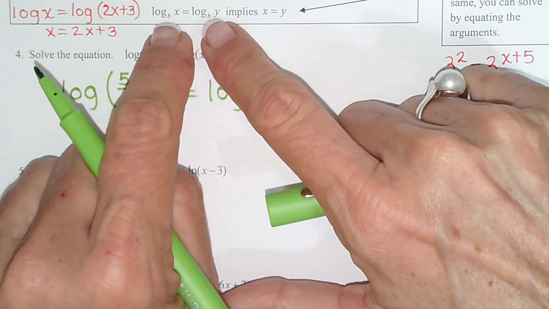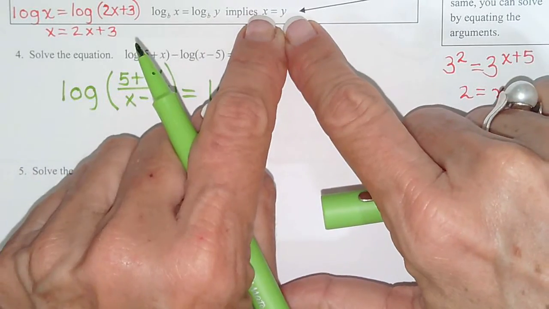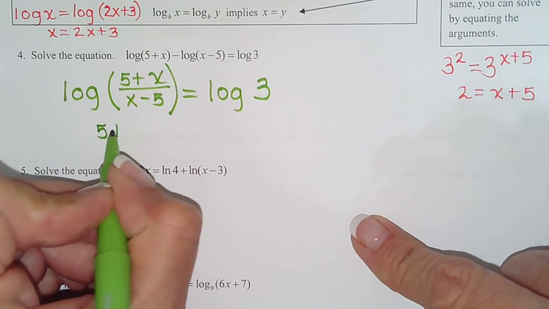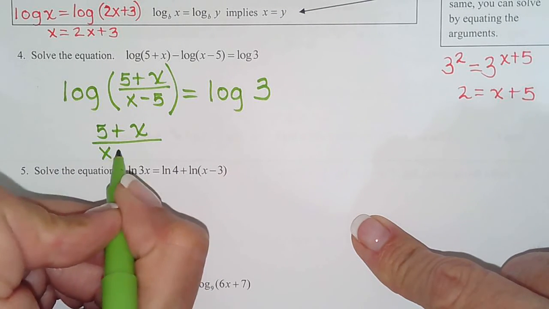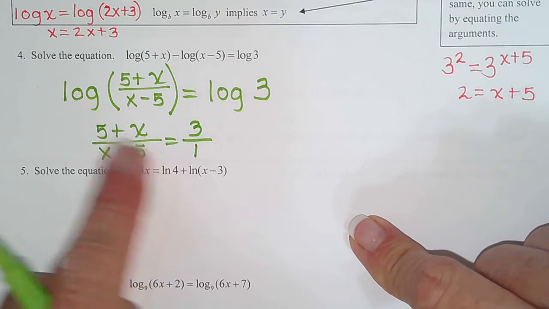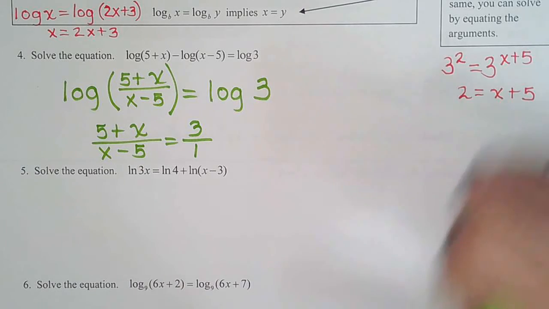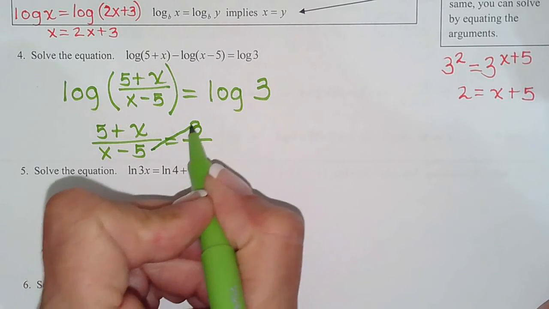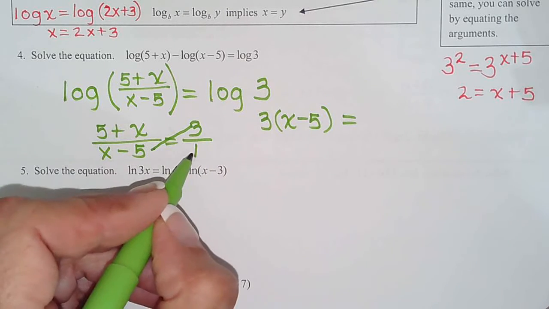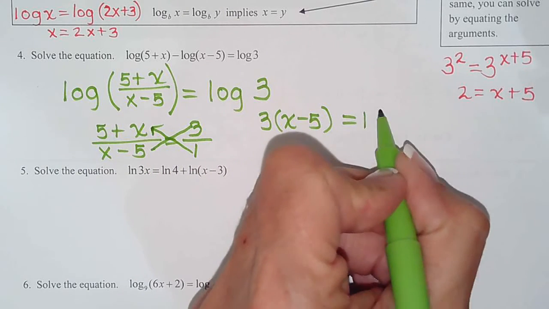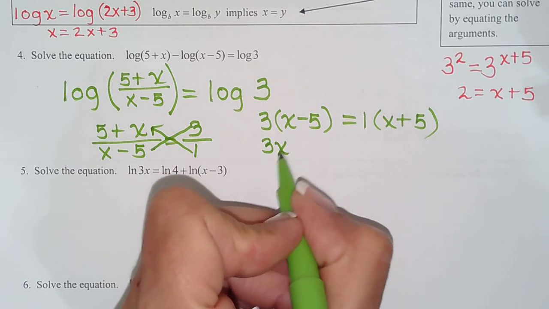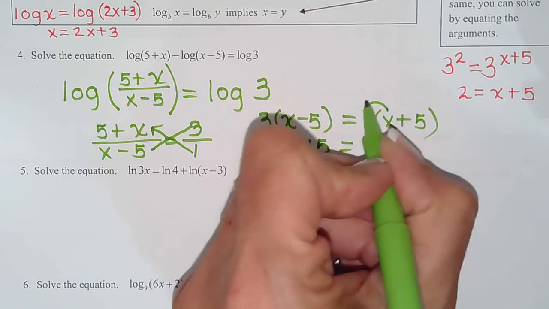Now we can do this. If the bases are the same, equate the arguments. So we get 5 plus x over x minus 5 equals, the argument here is 3. Since the left side's a fraction, remember you want both sides to be a fraction so you can easily set your cross products equal. So we have 3 times x minus 5 equals 1 times x plus 5. So this is going to be 3x minus 15 equals 1x plus 5.